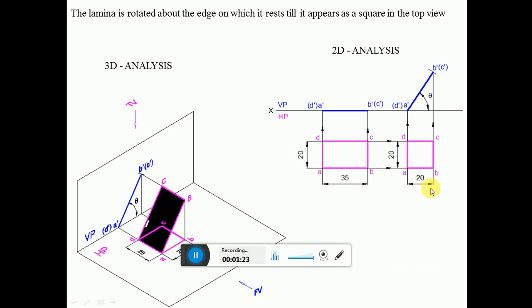The lamina is rotated about the edge on which it rests till it appears as a square in the top view. So this is unlike the previous problem. So the lamina is resting on one of the shorter edges, which is AD, which is resting on HP, and that lamina is rotated till it appears as a square in the top view. So we are constructing the square first, and then this is going to be the second position, wherein the surface of the lamina is perpendicular to VP and inclined to HP, and that inclination is obtained till it becomes a square in the top view.